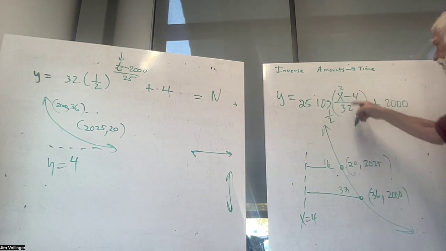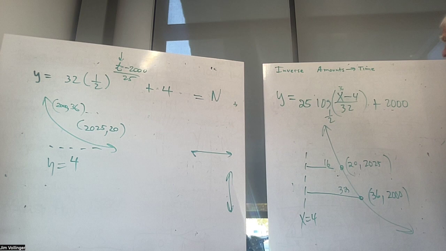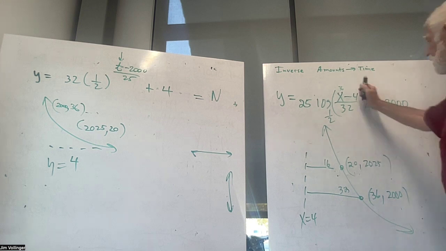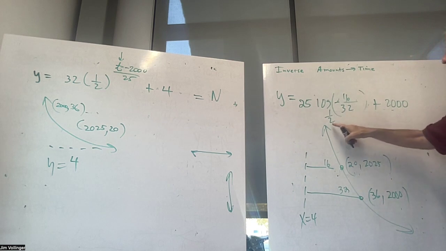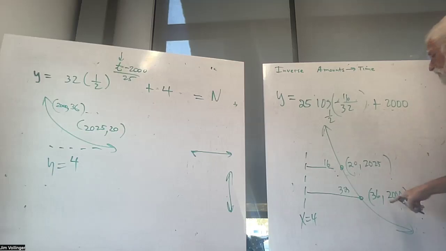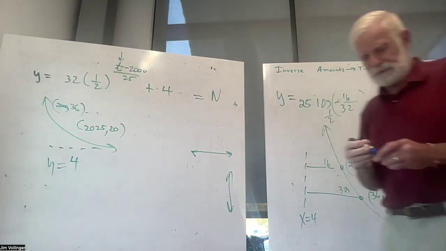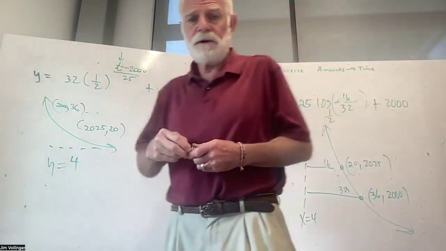You should throw the 20 in to see how. 20 minus 4 is 16. Yep, 16 over 32 is a half. What do you put on top of a half to get a half? 1 times 25, 25 plus 2,000. All right, so that takes care of exponential growth.